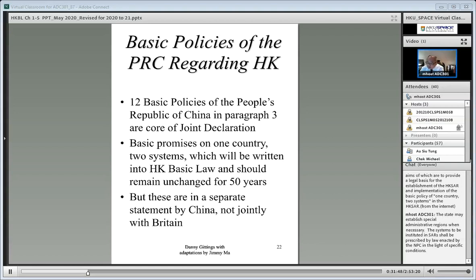Yeah, well, Mei-Yan, I think what you extracted was a description of the effect of Article 31. I had typed in the actual text of the article, and it says the state may establish special administrative regions when necessary. The systems to be instituted in the special administrative regions shall be prescribed by law enacted by the National People's Congress in the light of specific conditions. So that's Article 31 of the Basic Law.